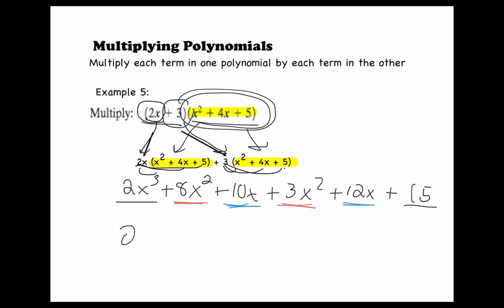So I'd start with 2x to the third. Then I combine 8x squared plus 3x squared would give me 11x squared. Then I go to my x's. 10x plus 12x gives me 22x. And then I have a plus 15 at the end. And that would be my final answer there.